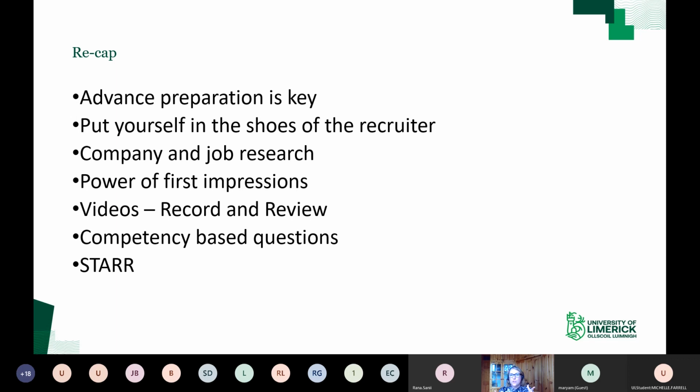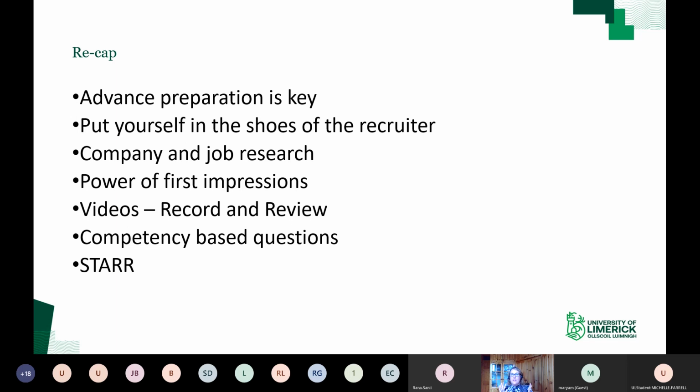Make sure you do your research of the company and the job in depth. Use resources like LinkedIn for that, engaging with other past graduates of UL, as I said, Twitter, as well as obviously the company website. Don't forget the power of first impressions. It isn't the be all, but first impressions do count. So you want to try and make as good a first impression as you can, and that very much includes the nonverbal: your presentation, your eye contact, the tone of voice. So keep an eye on that.